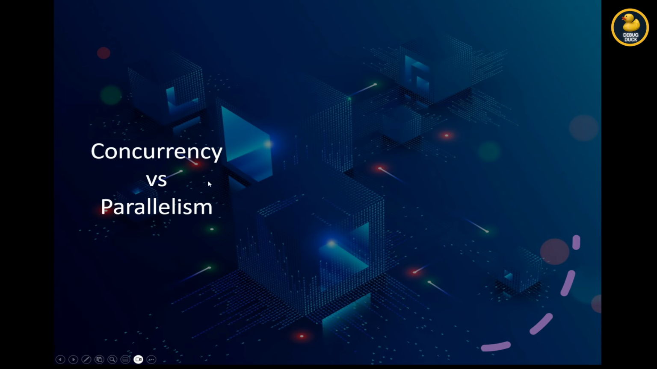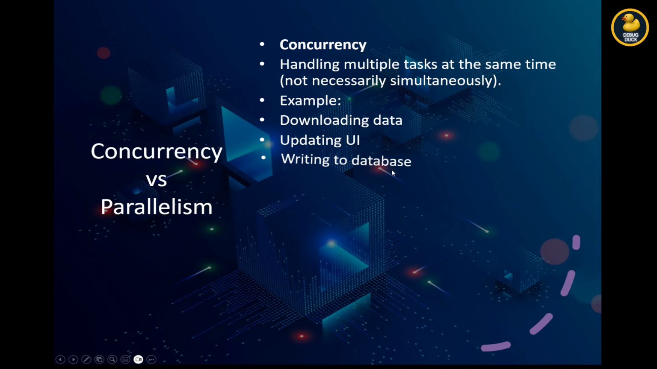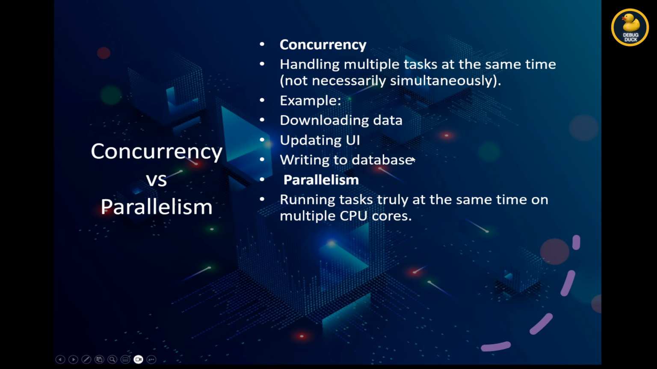Let's talk about concurrency vs parallelism. Concurrency means handling multiple tasks at the same time, not necessarily simultaneously. For example, downloading data, updating the UI, writing to database. Parallelism means running tasks truly at the same time on multiple CPU cores.